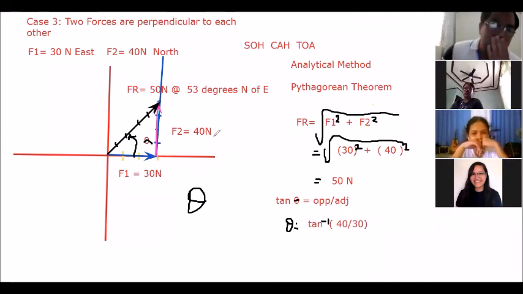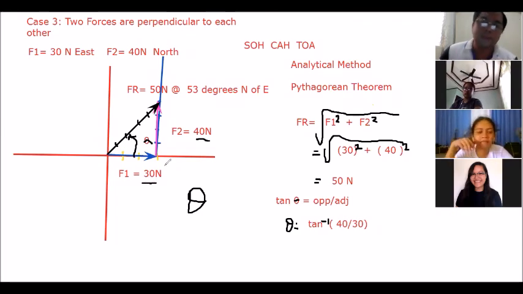So our opposite side is this. The opposite is facing the angle. This is our adjacent. So that's why we have 40 over 30. Now, how about the value of our angle? How much is the value of our angle?